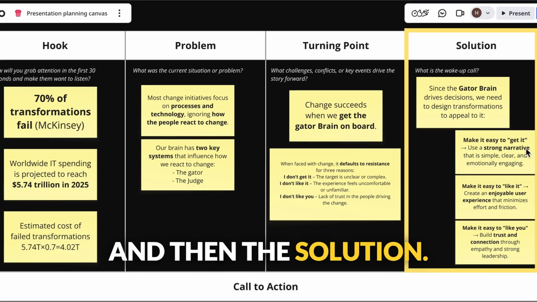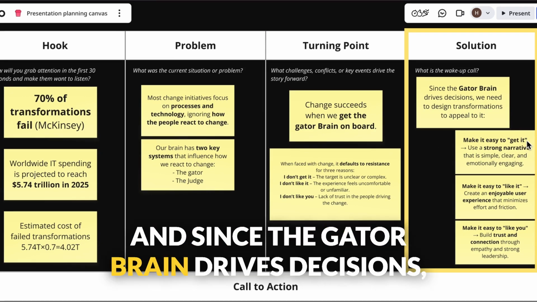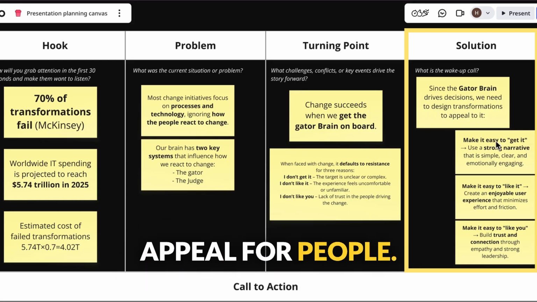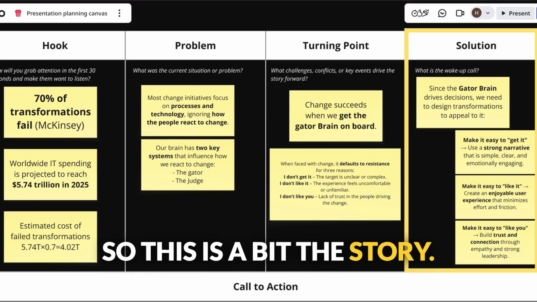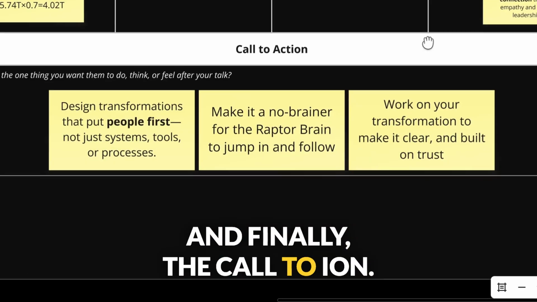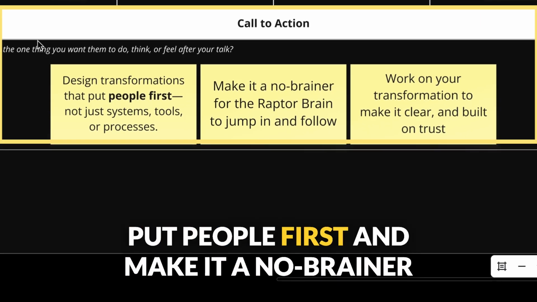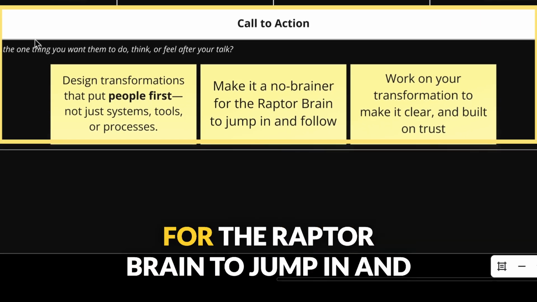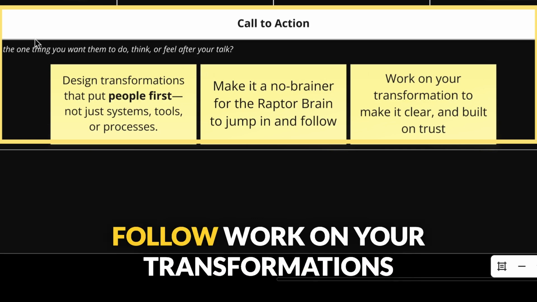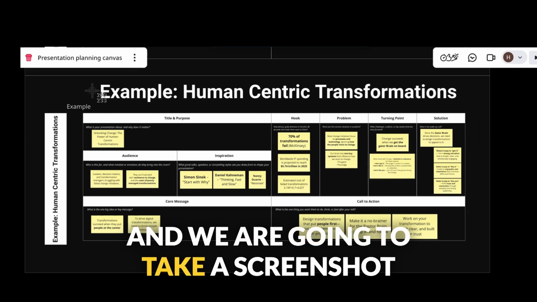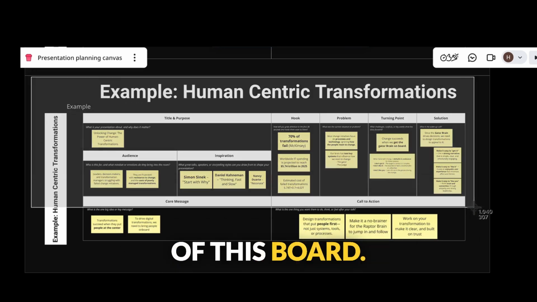And then the solution. Since the gator brain drives decisions, we need to design transformations to appeal to people. So this is a bit the story. And finally, the call to action. Design transformations that put people first and make it a no-brainer for the reptile brain to jump in and follow. Work on your transformations to make it clear and build on trust. And we are going to take a screenshot of this board.